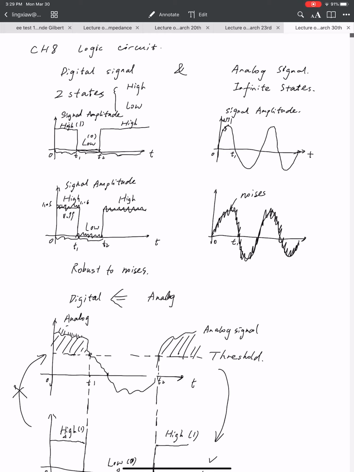So in today's class, we're gonna start the fundamental things. We're gonna start with the basic concepts, such as what's the difference between the digital signal and analog signals, and we're gonna also introduce three basic types of logical gates.